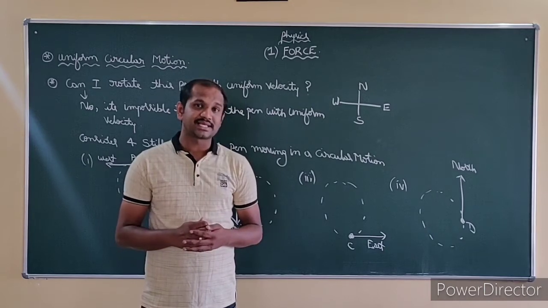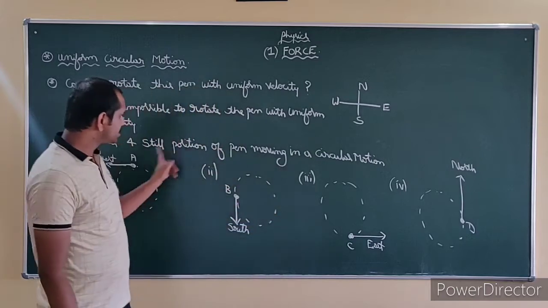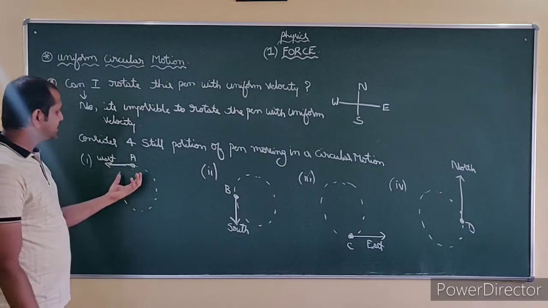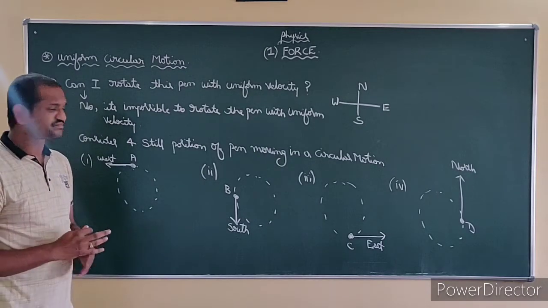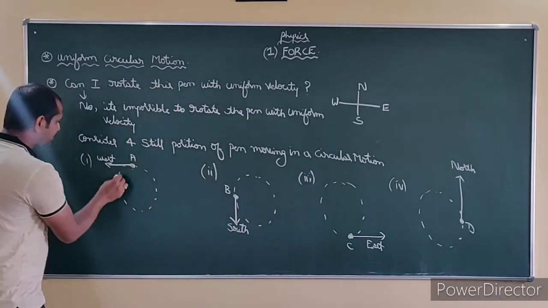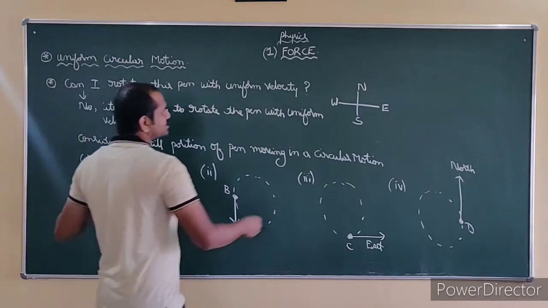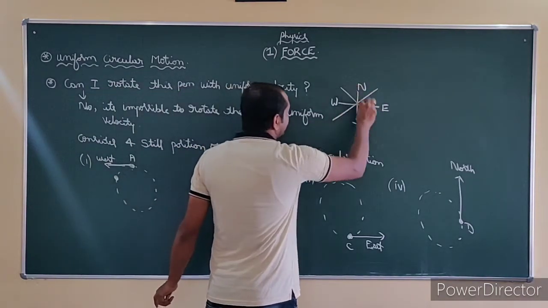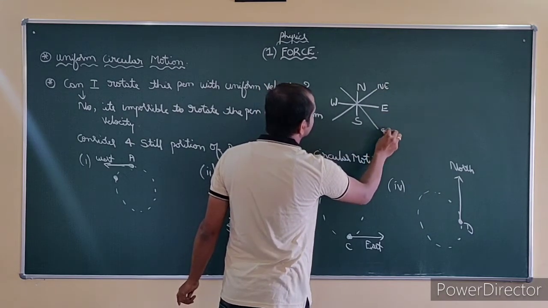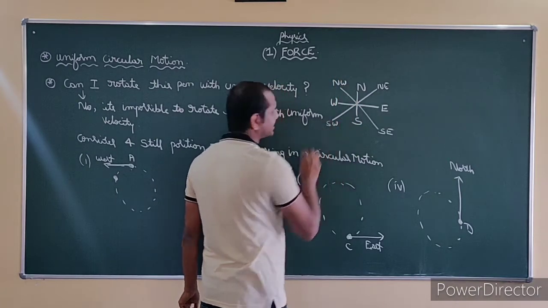When the velocity remains the same, the object should be moving in a straight path. Understand? But in a uniform circular motion, can an object move in the same direction? No. It changes its direction at every instant. Not only the positions A, B, C, D, you can take other positions too. Even you can consider the position here. So you consider this northeast, and this is southeast. This is northwest and southwest, right?